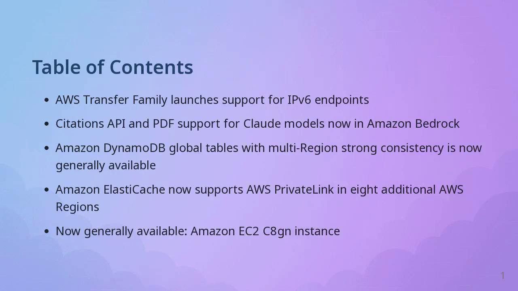5. Now generally available, Amazon EC2 C8gn instance. The Amazon EC2 C8gn instance, designed for high-performance computing with enhanced networking, is now generally available for users. And 5 updates in total.